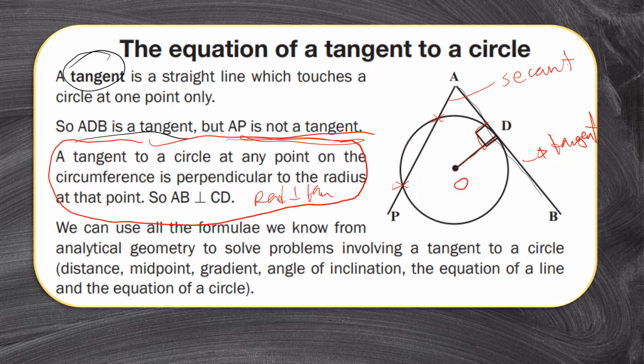We can also use all the formulae we know from analytical geometry to solve problems involving a tangent to a circle, right? It means that we can use formulas such as the distance formula, the midpoint formula, gradient, angle of inclination, the equation of a line, and also the equation of a circle. All these formulas that we have discussed thus far can be used to solve problems that involve tangents or secants to a circle. Okay, let's take a look at how they can actually examine you on this.